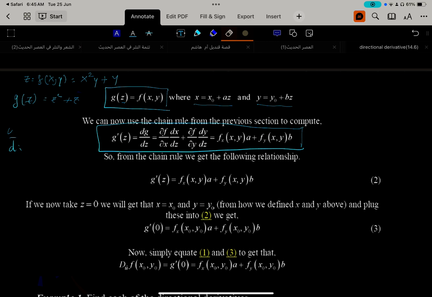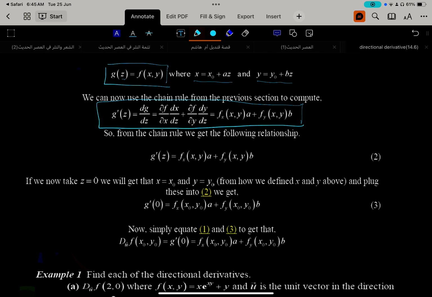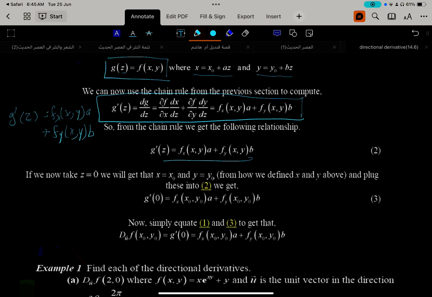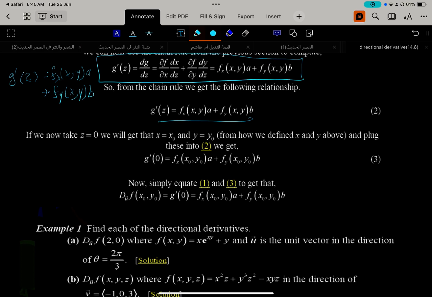Anyways, let's stick with the definition until I clearly understand this. But basically, this is all proof, okay? And the formula is very, very simple. It's simpler than this. So basically, this gives us g prime of z equals f_x, the partial derivative of f with respect to x, at (x, y) times a, plus f_y at (x, y) times b. And this is basically the derivative of g from the chain rule.